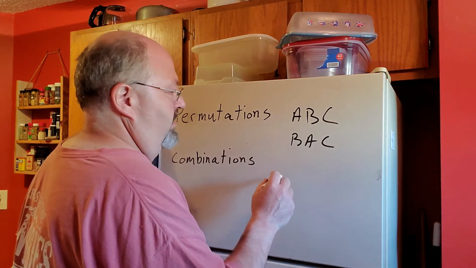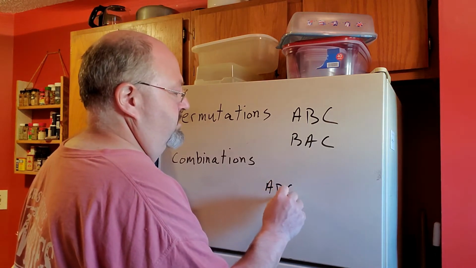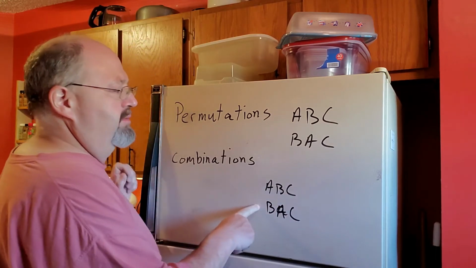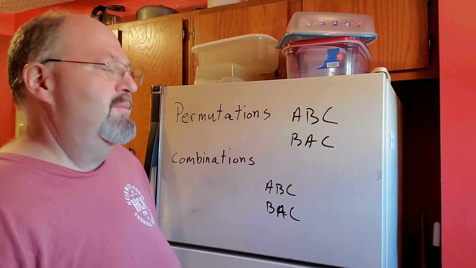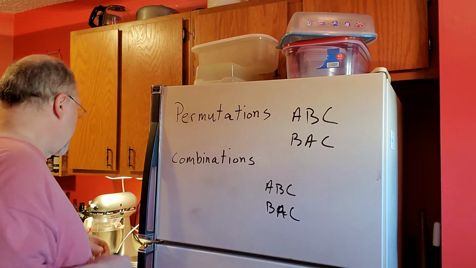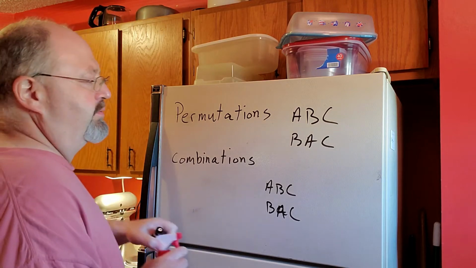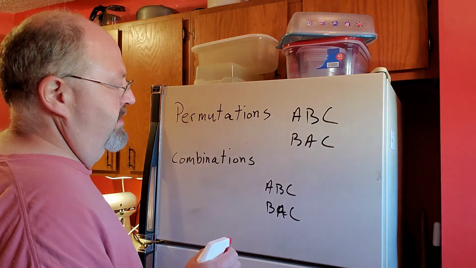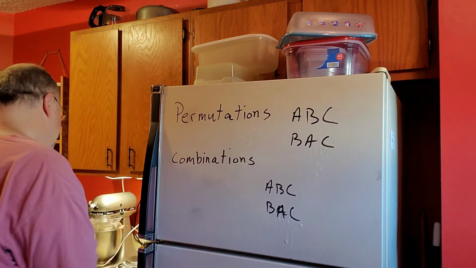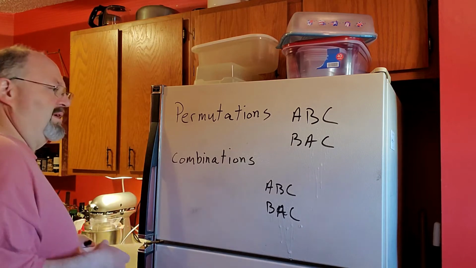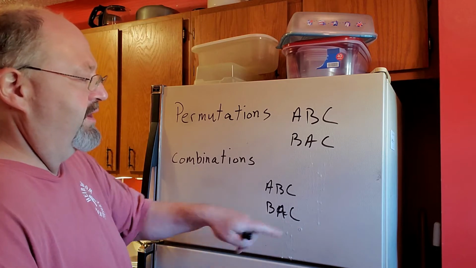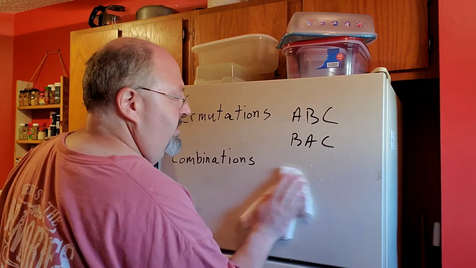So combination, these are both the same combinations because it's both the same three letters. Order doesn't matter. For instance, if you were picking 3 cats out of a litter of 11 kittens, that would be a combination, because it doesn't matter if you pick this one first, this one second, that one third, or this one first, that one second, that one third. You've got the same 3 cats.